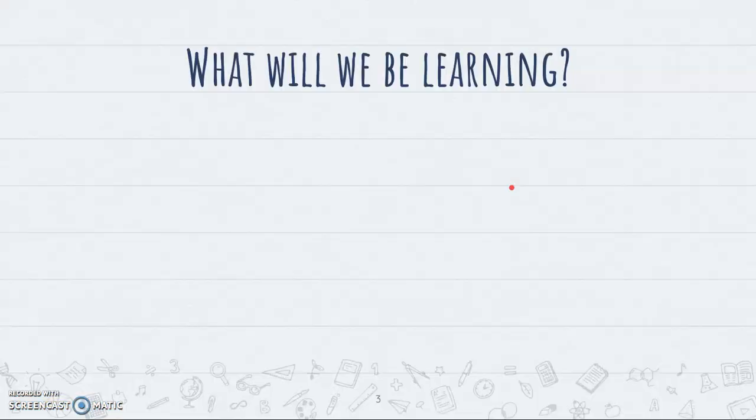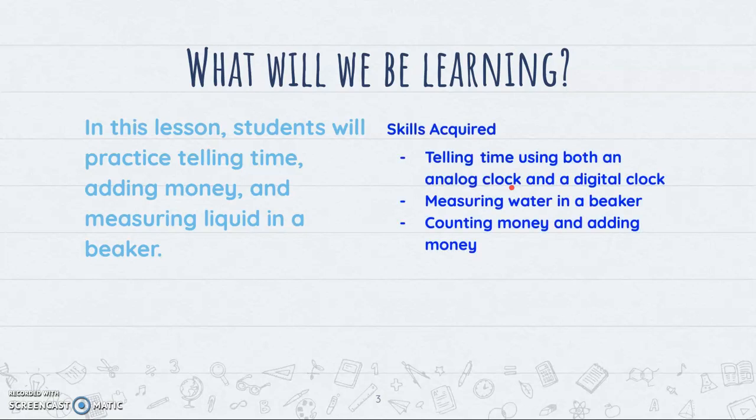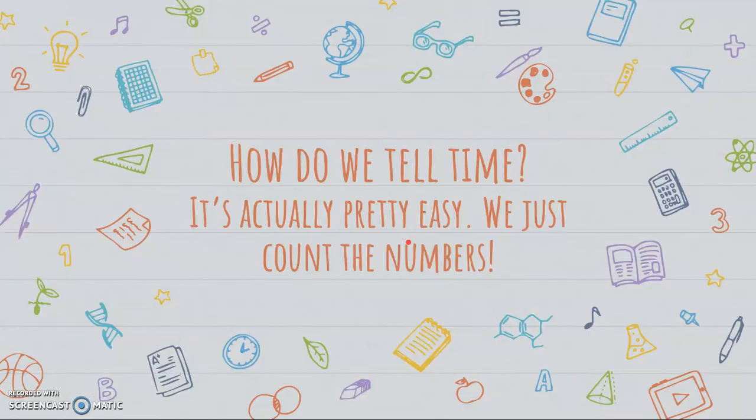Now, going along with the lesson, this is what we'll be learning today. In this lesson, students will practice telling time, adding money, and measuring liquid in a beaker. We will acquire these three skills: telling time using both an analog clock and a digital clock, measuring water in a beaker, and counting money and adding money.